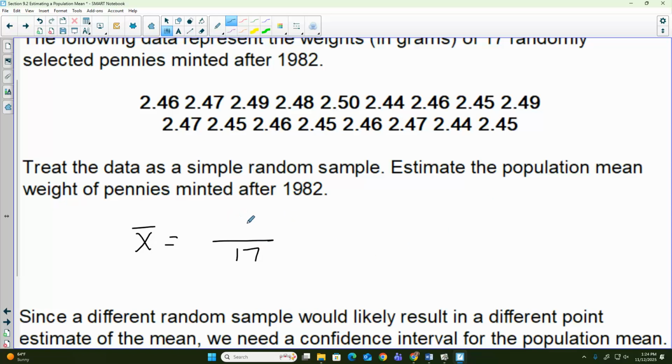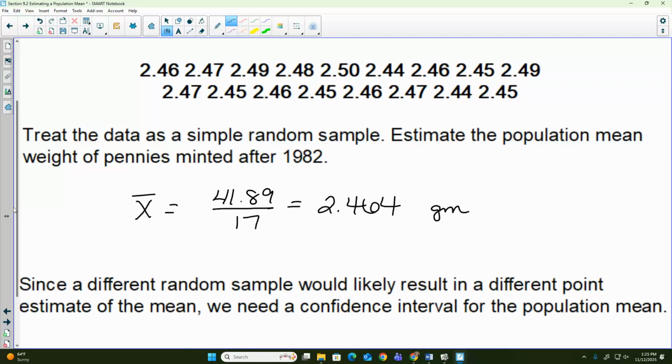What does it add up to? And if you divide that by 17, you get about 2.464-ish. Talking about grams. So that's our average, our mean.